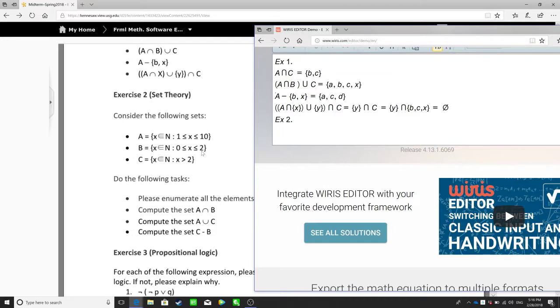What is in B? 0, 1, 2. If we assume that 0 is not a natural number, it's going to be 1, 2. And C is a natural number greater than 2. It's going to be 3, 4, 5, 6, 7, and so on to infinity.